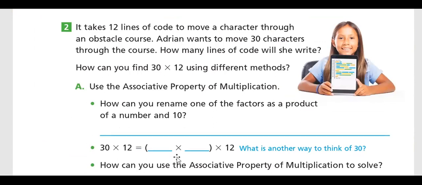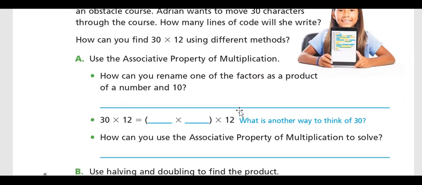It takes 12 lines of code to move a character through an obstacle course. Adrian wants to move 30 characters through the course. How many lines of code will she write? How can you find 30 times 12? Use a different method. Use the associative property of multiplication. How can you rename one of the factors as a product of a number and 10?